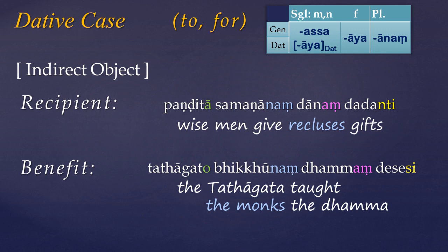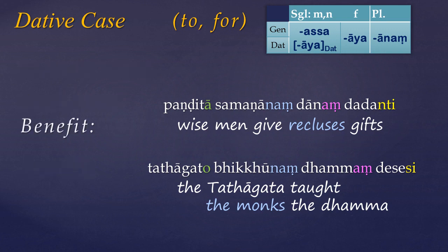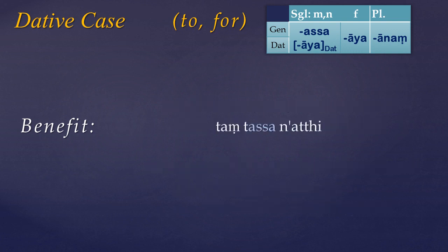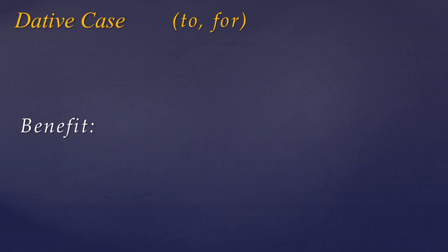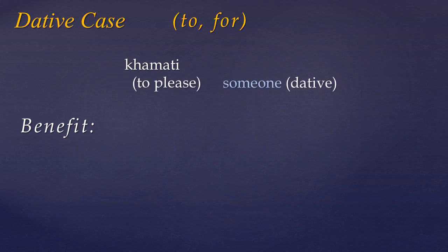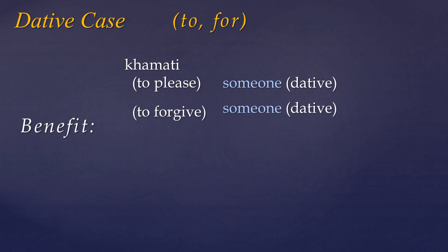But it's important to understand that the dative case isn't restricted to this, and it may be better understood as simply a beneficial relationship. For instance, it can be used negatively. This is not for him. And a number of individual verbs take dative nouns as objects. So we have kamati, to please, and the person pleased will be in the dative case. The same verb can actually also mean to forgive. And if it's a person that's been forgiven, this person will be in the dative case.